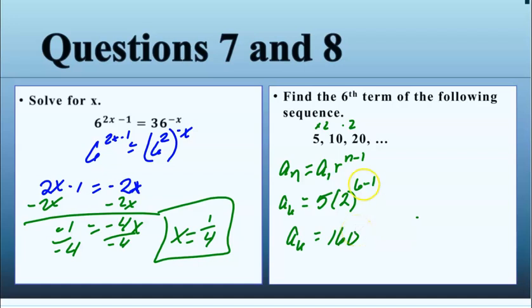Because 2 to the fifth power would give us 32, and then 32 times 5 gives us 160.